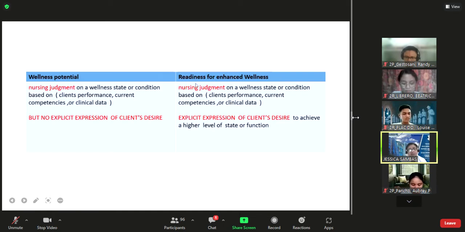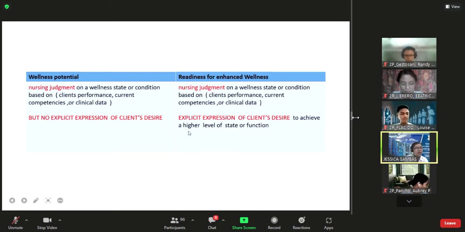However, it's different when you see readiness for enhanced wellness. According to your nursing judgment, you see that the client or that particular family member is able to perform the activity. So competent naman, marunong naman siya, healthy naman ang nanay, wala naman po siyang sakit. So pwedeng-pwede po talaga siya mag-breastfeeding. And at the same time, there is an accurate or exact expression of client's desire.